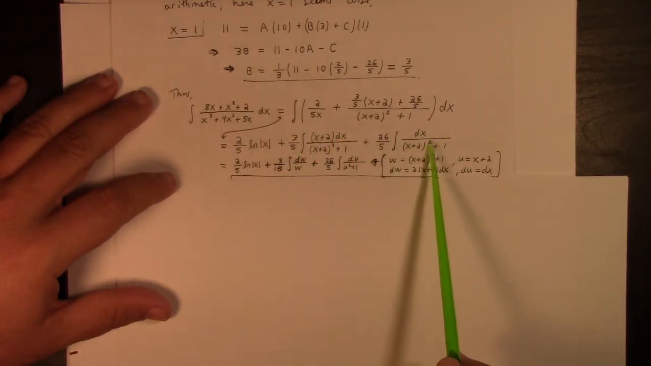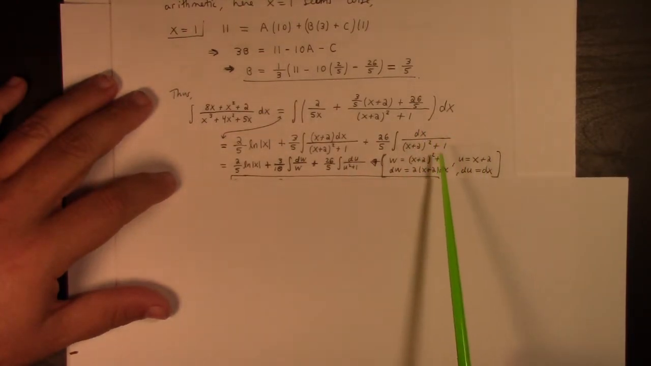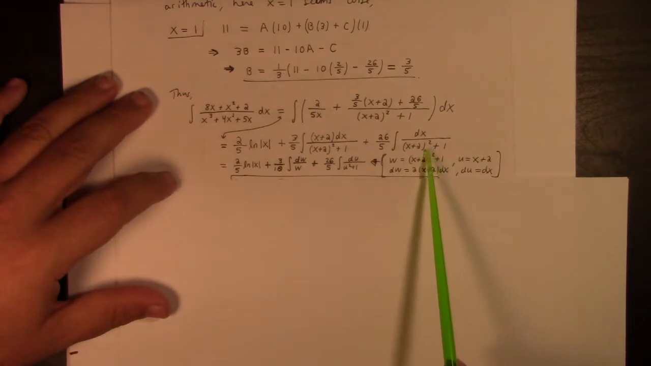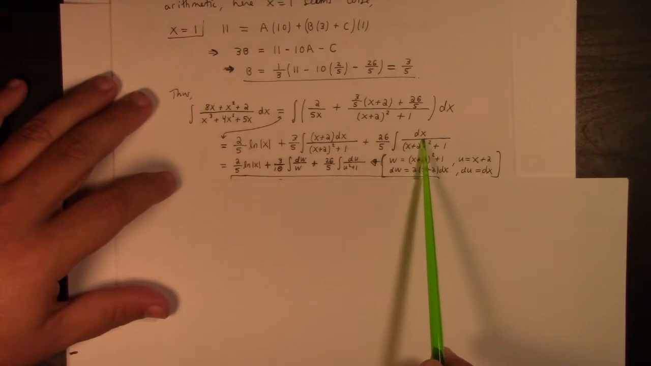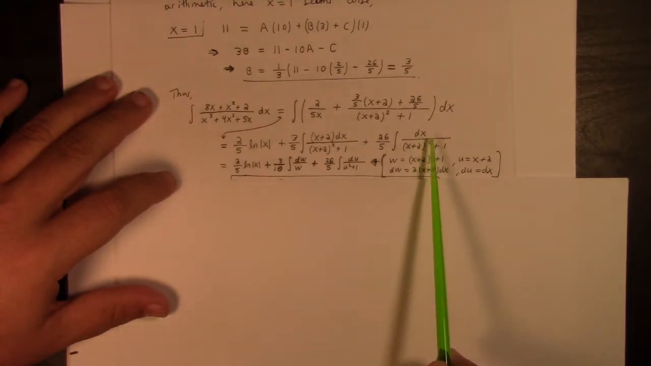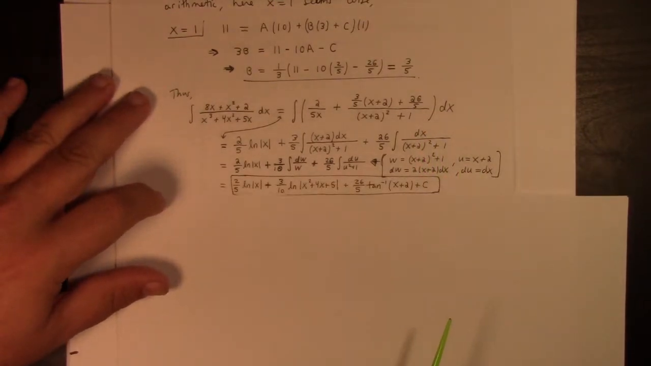And this guy, well, that's a trig substitution. We talked about that. Or we're talking about it now at least. This is a tangent substitution. Tangent equals x plus 2. Then the denominator becomes secant squared. The numerator becomes secant squared theta d theta. And we're off to the races.